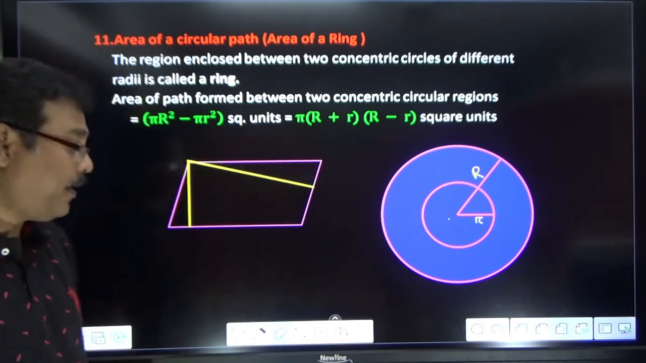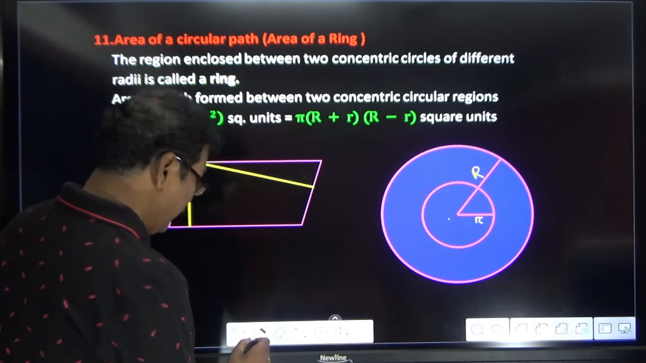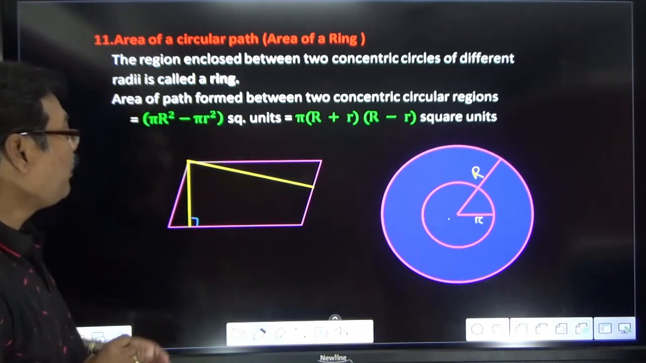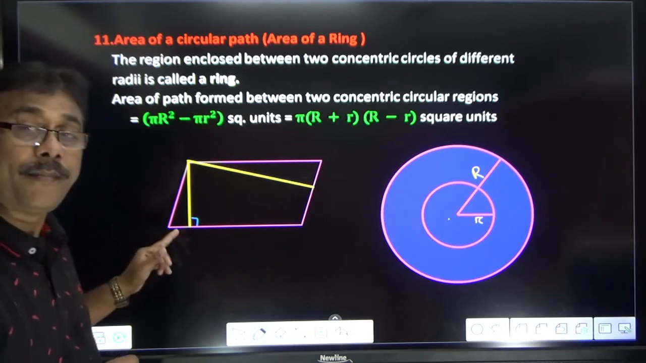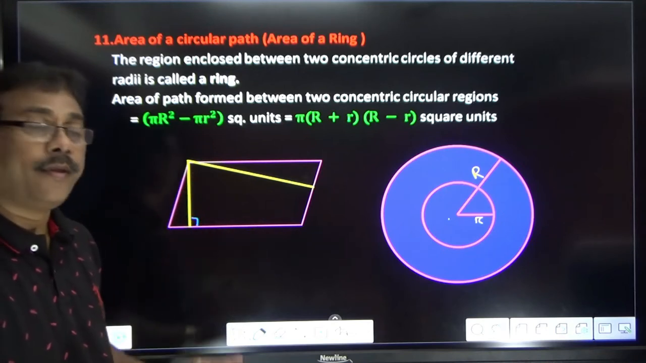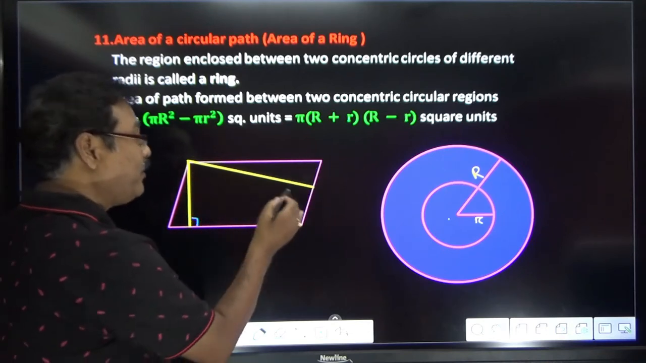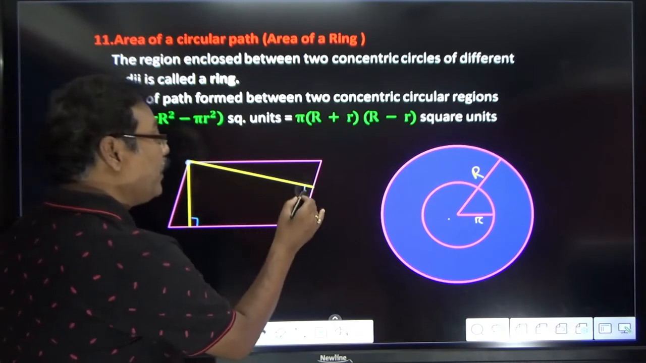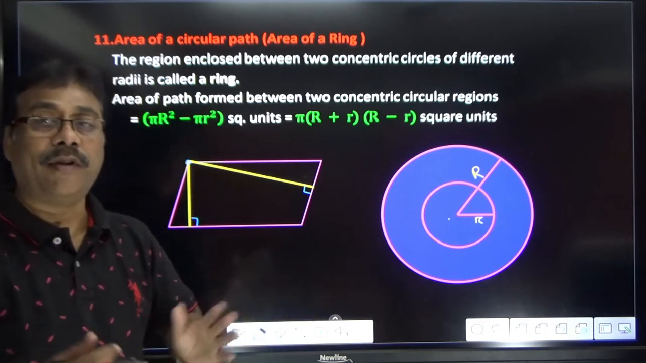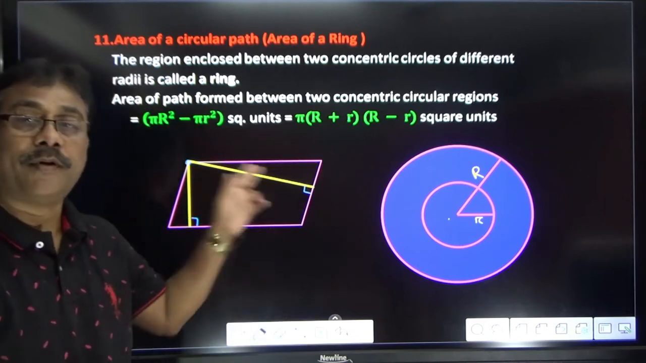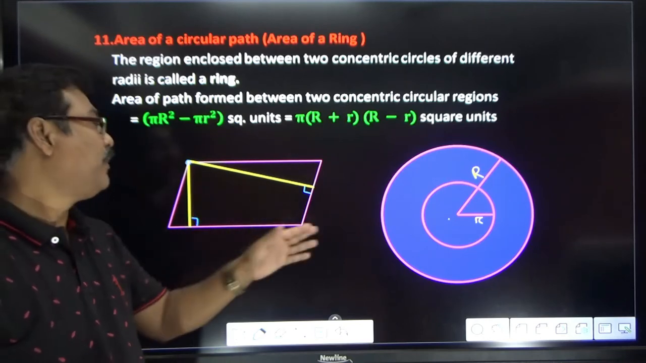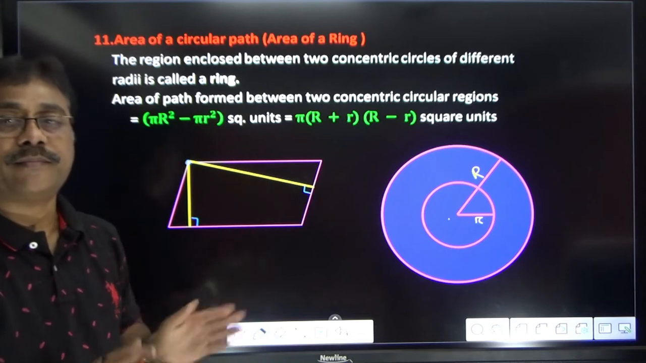For a parallelogram, what is the area? Area is equal to base into perpendicular. Perpendicular is what? From this vertex, I drop the perpendicular here. Then this is the area of this parallelogram. Or else, if I take this one as base, from this point I will drop a perpendicular here, 90 degree. Then this is called base now, this is your perpendicular, and the area is base into perpendicular.